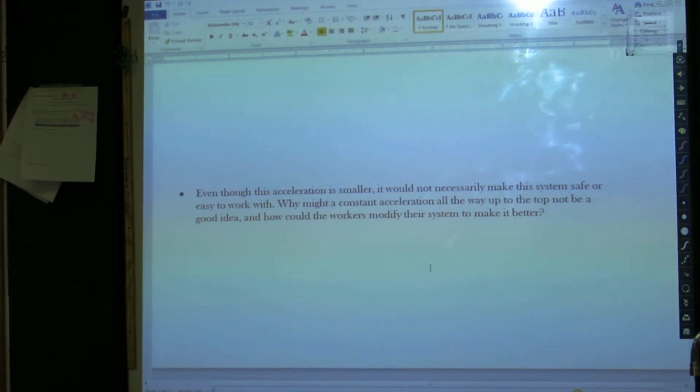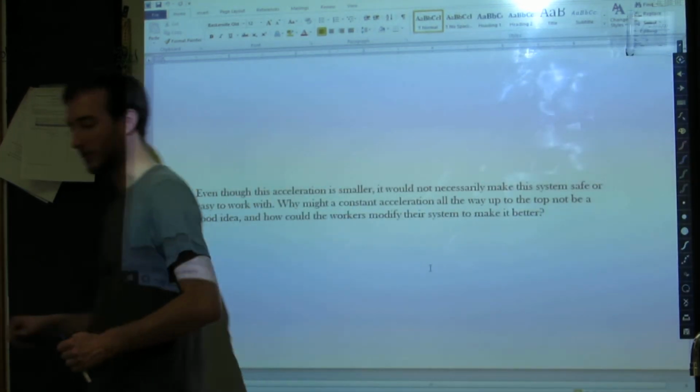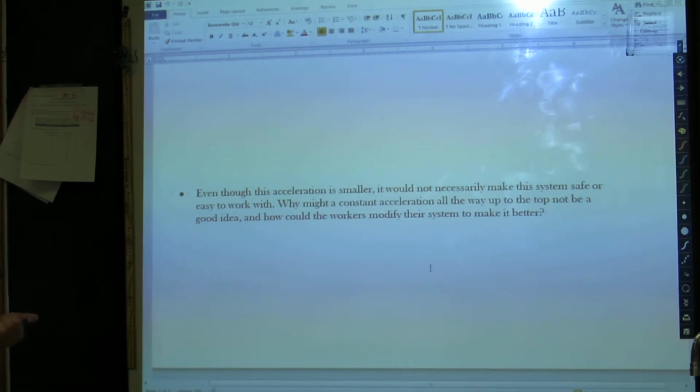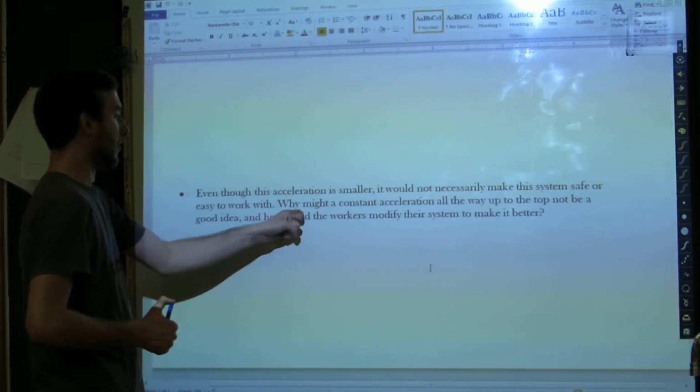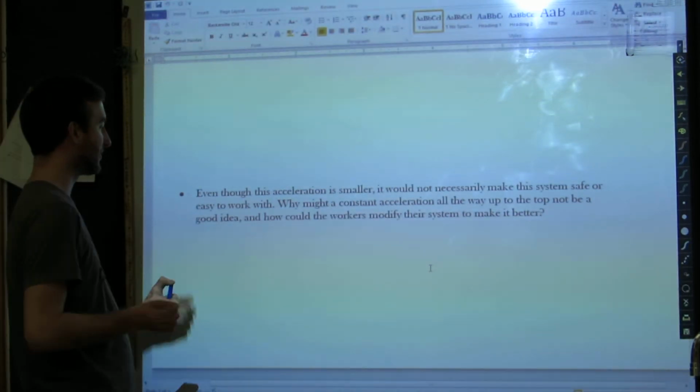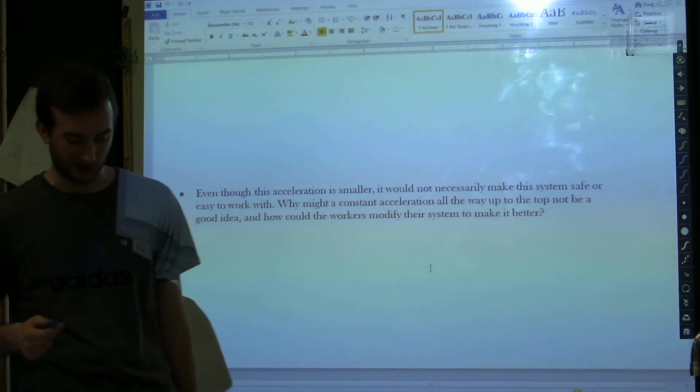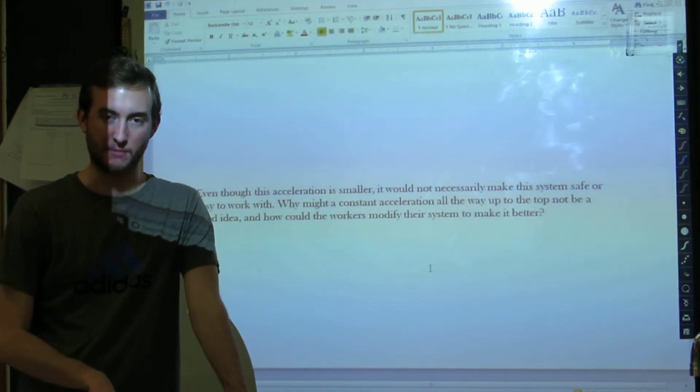Okay, about 5 minutes. Even though this acceleration is smaller, it would not necessarily make this system easy to work with. This is just kind of like my common sense question I like to throw in there every once in a while. Why might a constant acceleration all the way up to the top not be a good idea? How could the workers modify their system, make it better?